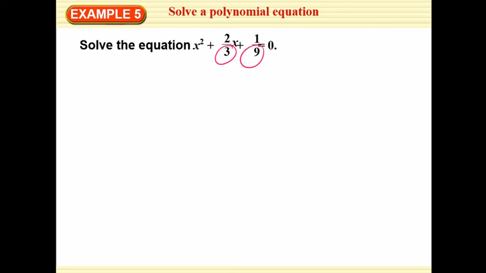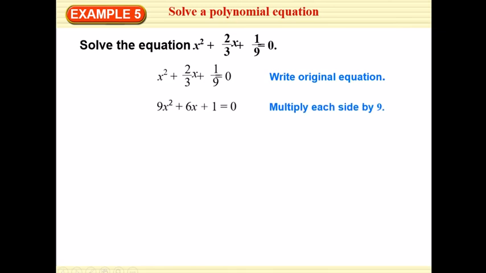I need to find a common denominator first and foremost. That common denominator is going to be 9, and so I want to multiply every single term on either side of that equation by 9. Alright, so here's my original equation. You always want to write that out. Multiply everything, every term, each side by 9. When I do that, my fractions should drop out.